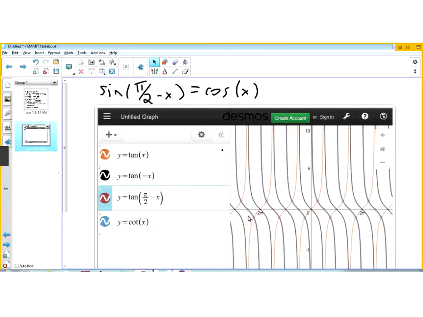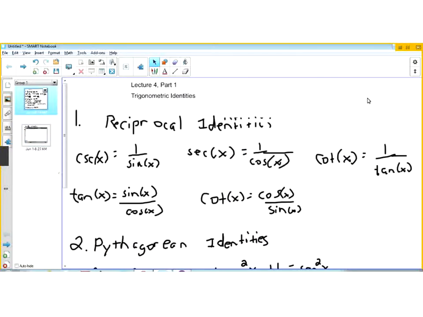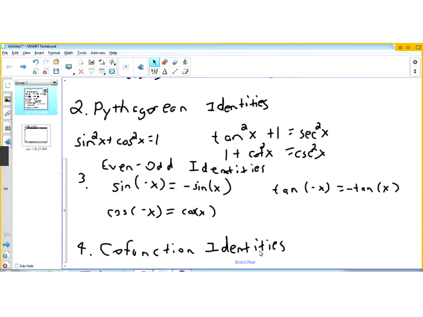So therefore we say that the tangent of pi halves minus x, its cofunction, is the cotangent x. And I won't show you, but the cofunction of the cotangent of pi halves minus x is, of course, the tangent of x. So let's summarize the cofunction identities on this slide.